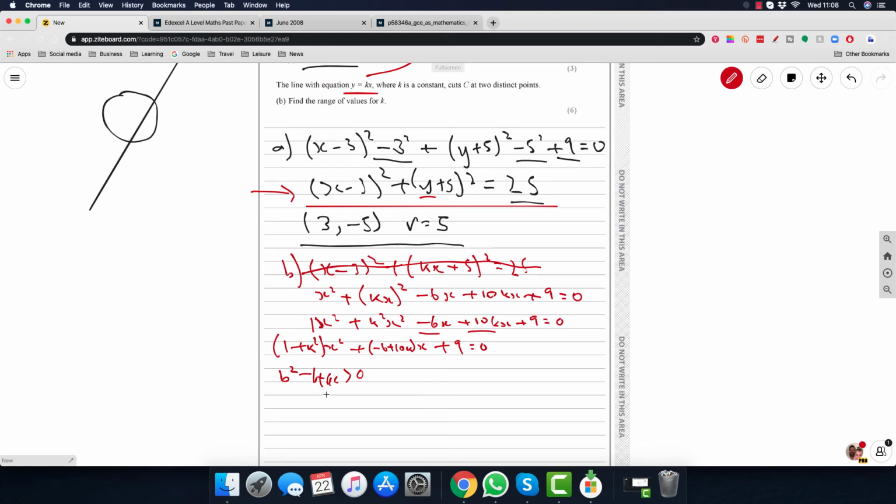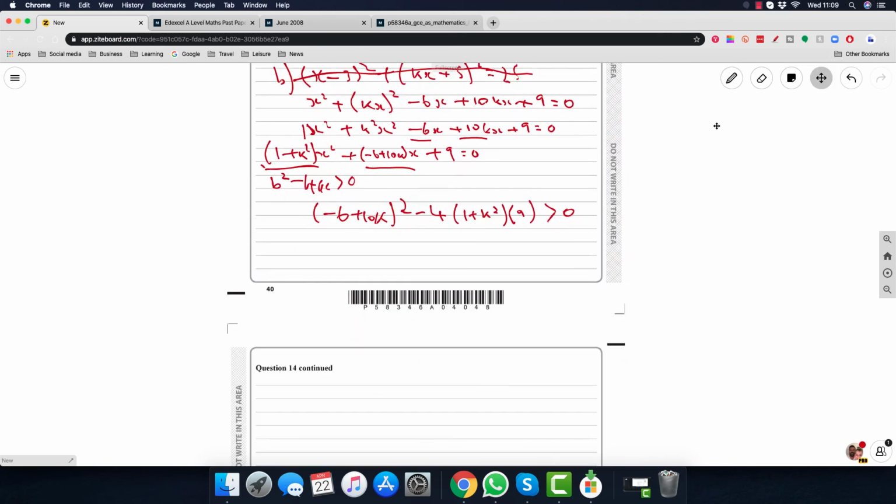So we're just going to go ahead and plug our values of a, b and c into this discriminant. So b is this coefficient of x, so don't overcomplicate it, just copy it with a squared, and then it's minus 4 times a. Well, a is this coefficient of x squared, which is 1 plus k squared, and c is 9. Now, always try and put in the greater than 0. You really need that throughout the rest of the question. Just keep copying it down.